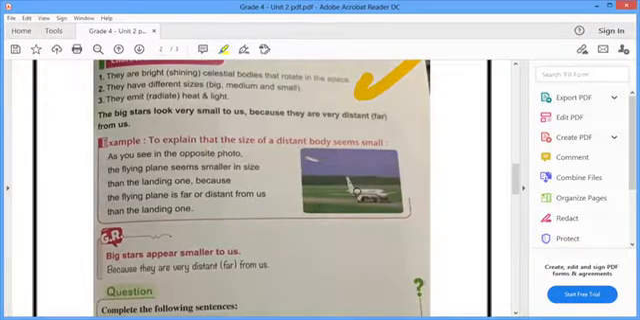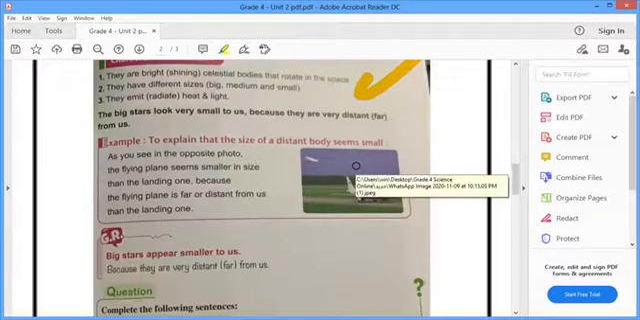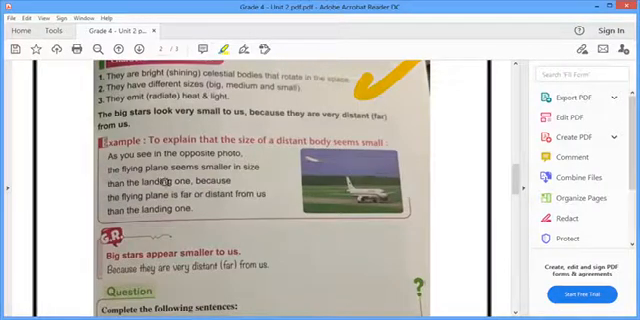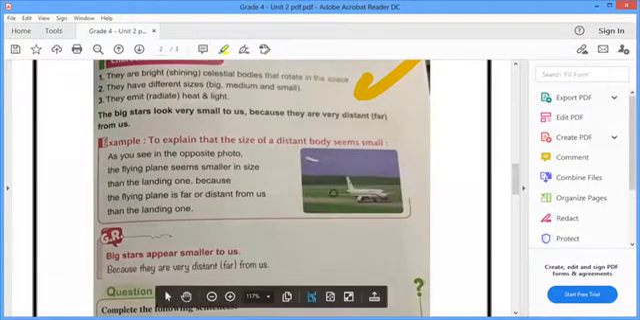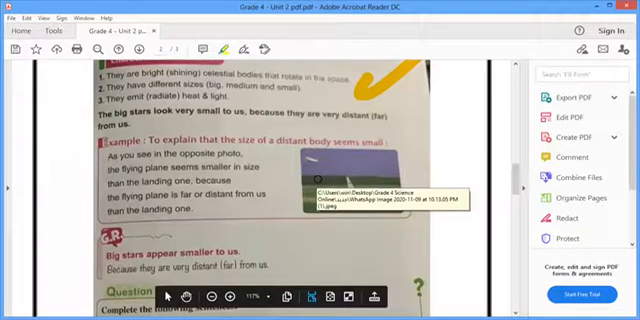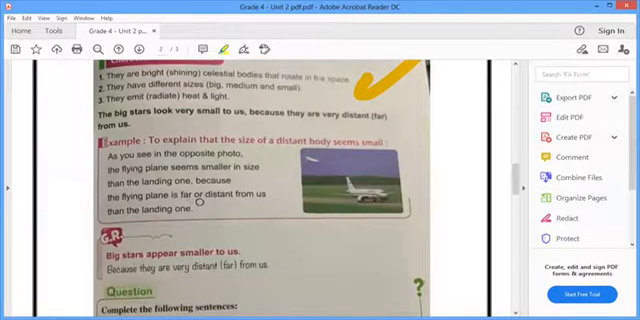Look at this figure, this plane. To explain that distant bodies seem small, you can look at the sky and see a plane. When you see a plane in the sky, you will see it very small. Why? Because it is very distant or far. As you see in the opposite photo, the flying plane seems smaller in size than the landing one. When I look at this, it is big. But when I look at this, it is small because it is very far or distant from us. The flying plane is farther from us than the landing one.